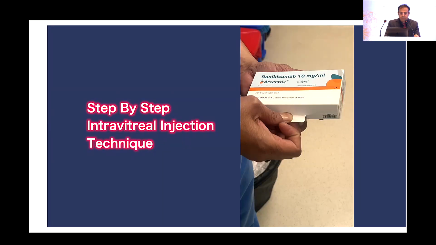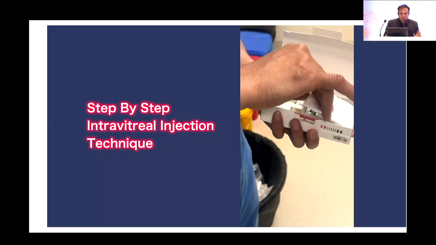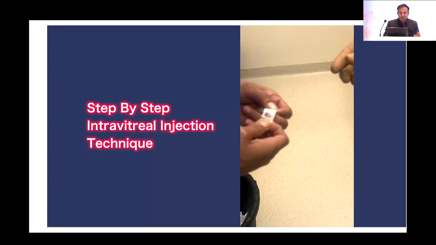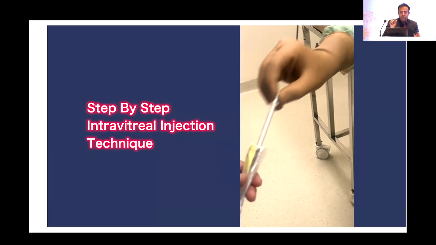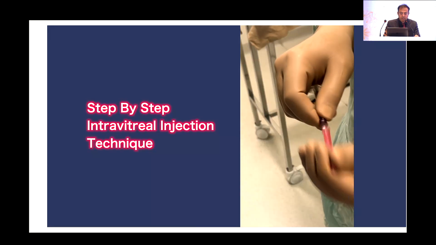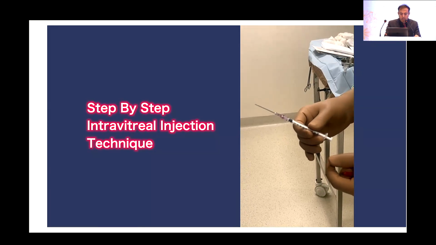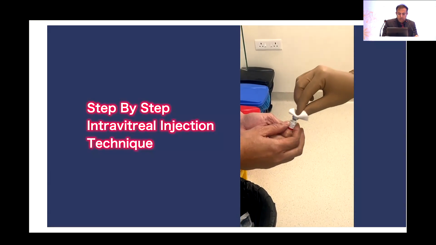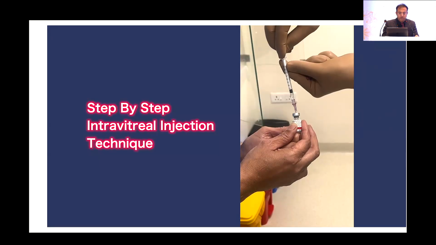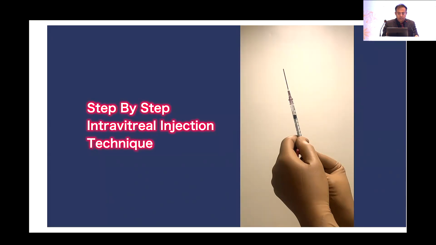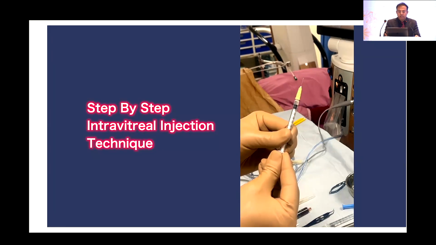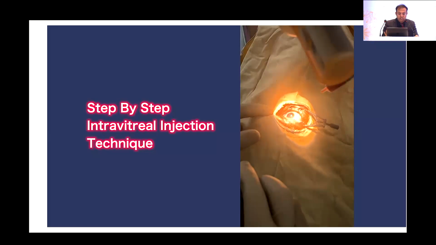So this is a step-by-step intravitreal injection technique. We open the pack. There's a thick needle that is there, which is important, because we are going to take out 0.05 ml of the drug. So once you just clean up the center, this is how you take out the drug. You remove the air, then use a 30 gauge needle.